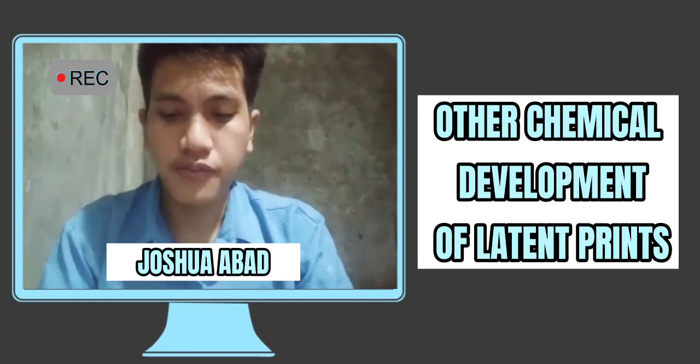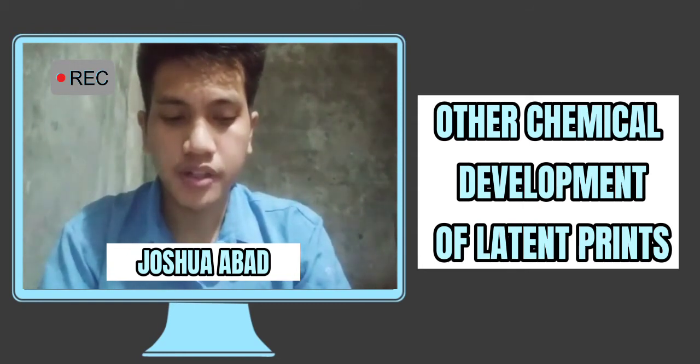Number 4. Iodine fuming. It is the oldest and the most proven method of developing latent prints on both porous, particularly paper, and non-porous surfaces. The subsequent use of ninhydrin may be required. The iodine fuming should be done first.